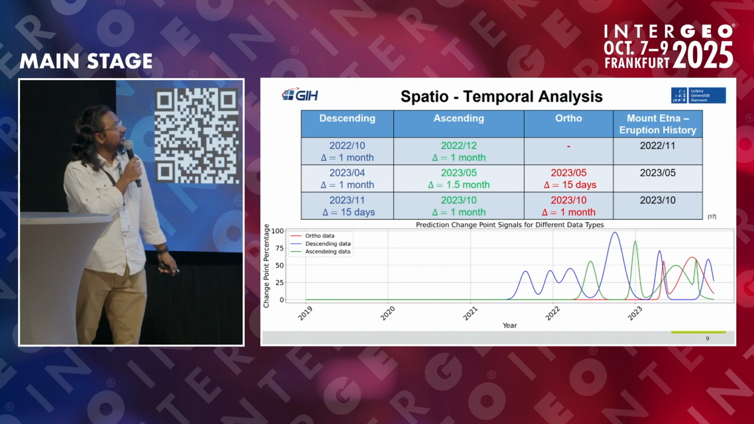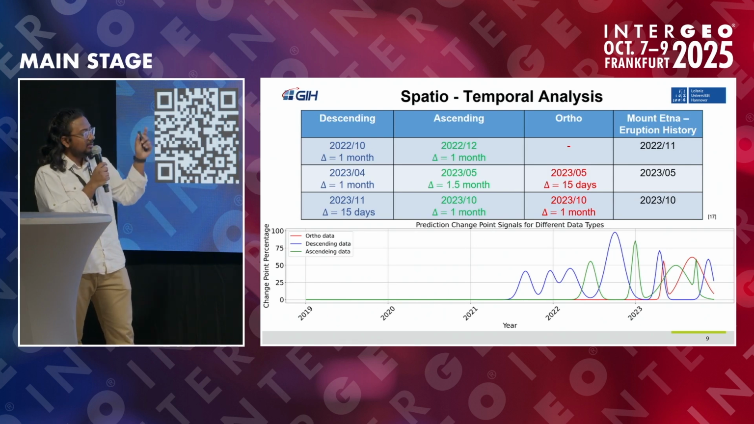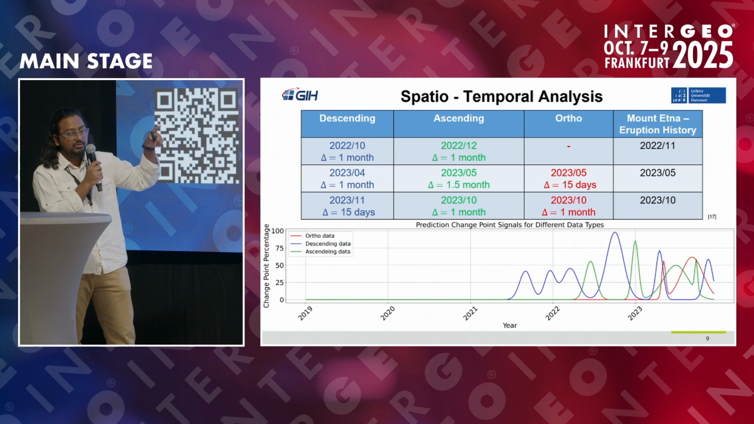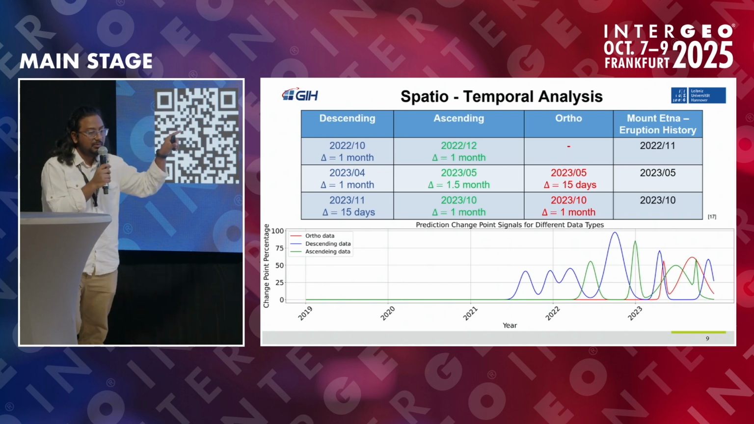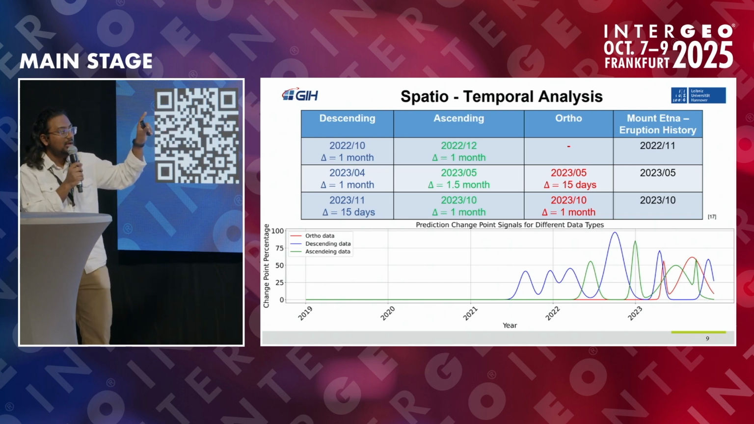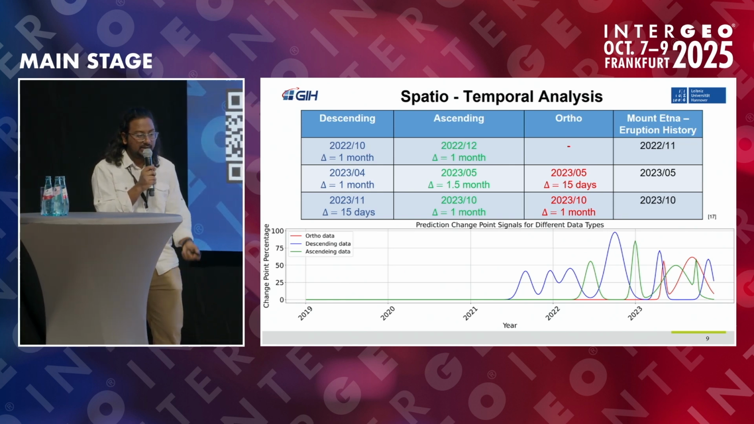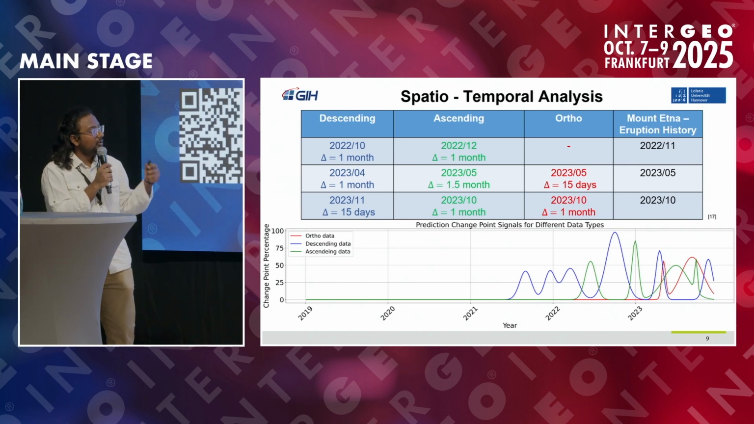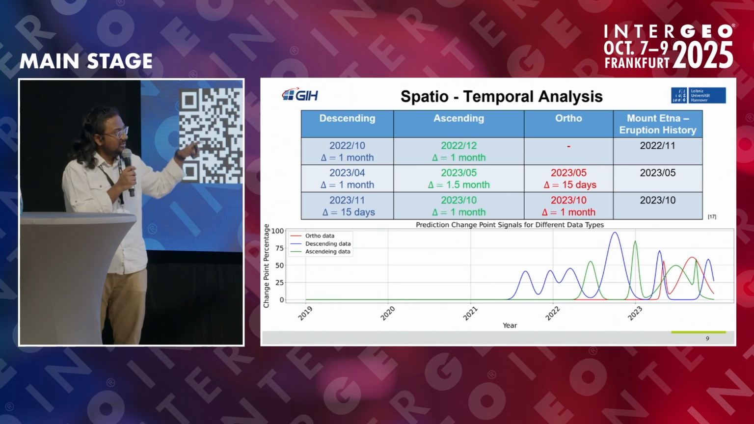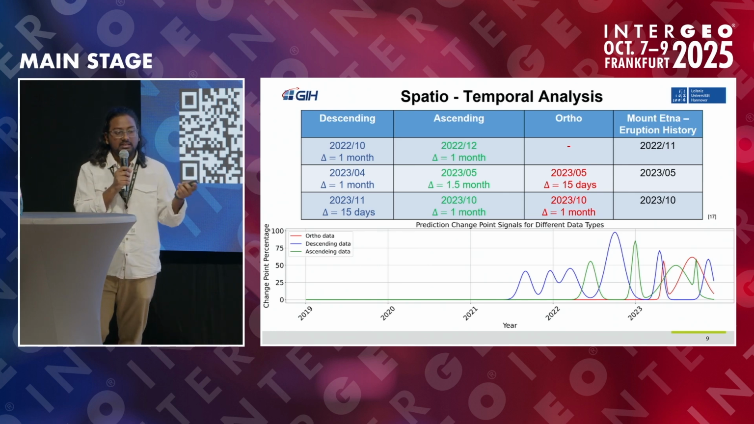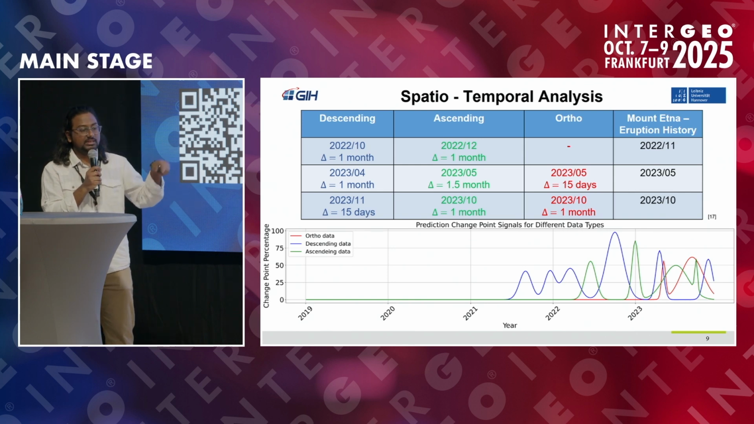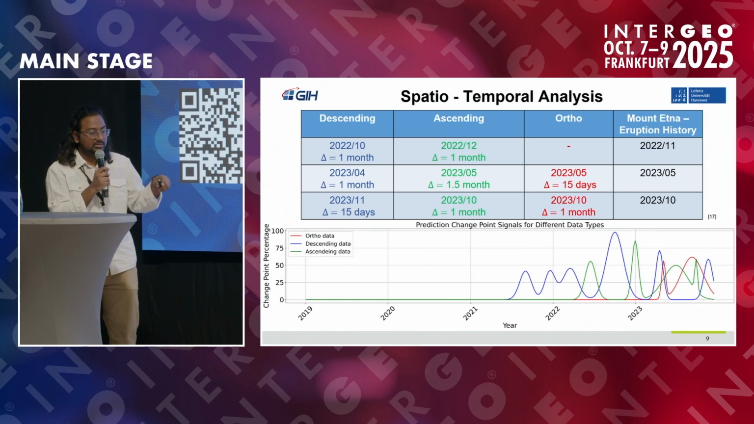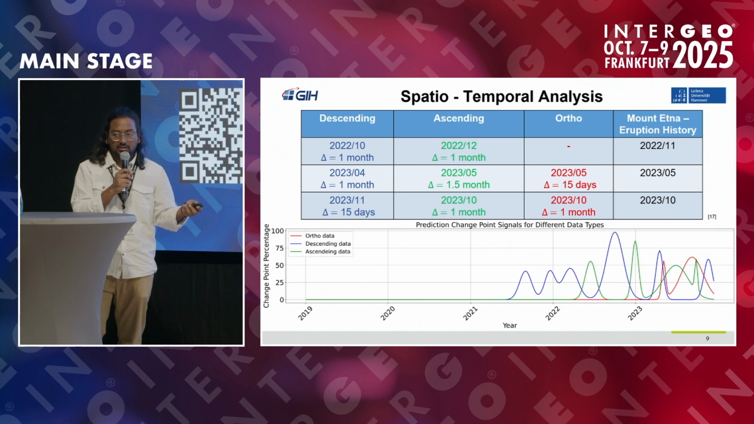Okay. So for the ascending and descending data, the model predicted three change points. And for the ortho data, the model predicted two change points. The first change point is from October to December of 2022, the second one is from April to May of 2023, and the last one is from October to November of 2023. In order to validate this prediction, I cross-referenced the prediction with Mount Etna's eruption history, and all three change points coincide with Mount Etna's eruption activity, which shows that the model was able to predict the change point in the neighborhood. So this can further be used for geophysical investigations.